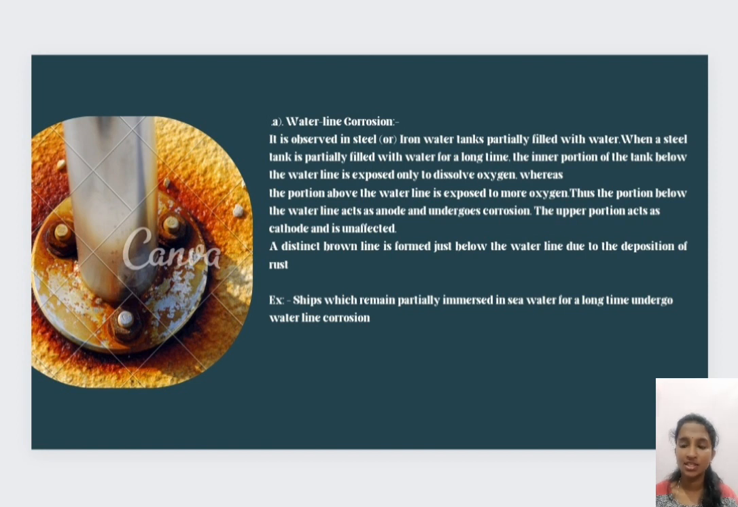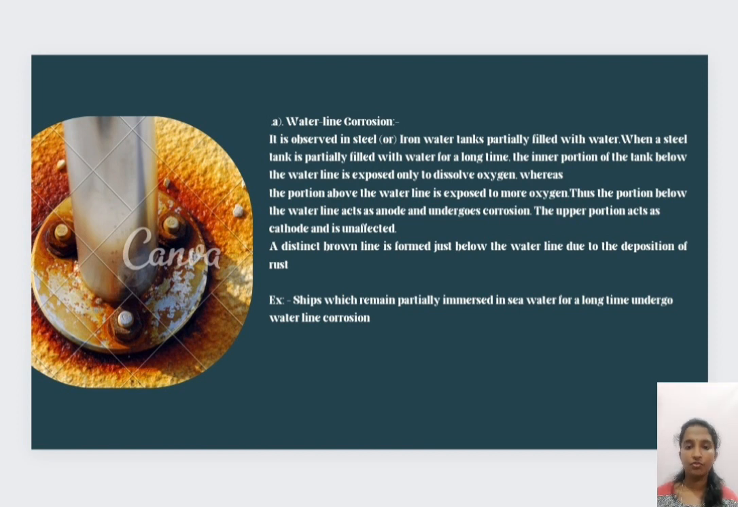It is observed in steel or iron water tanks partially filled with water. When a steel tank is partially filled with water for a long time, the inner portion of the tank below the water line is exposed to only dissolved oxygen, whereas the portion above the water line is exposed to more oxygen. Thus, the portion below the water line acts as anode and undergoes corrosion. The upper portion acts as cathode and is unaffected. A distinct brown line is formed just below the water line due to the deposition of rust.